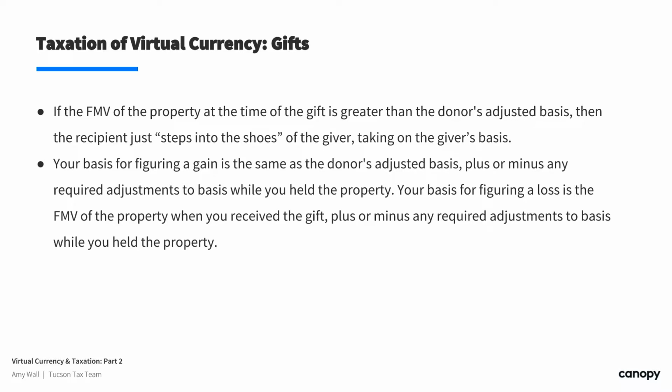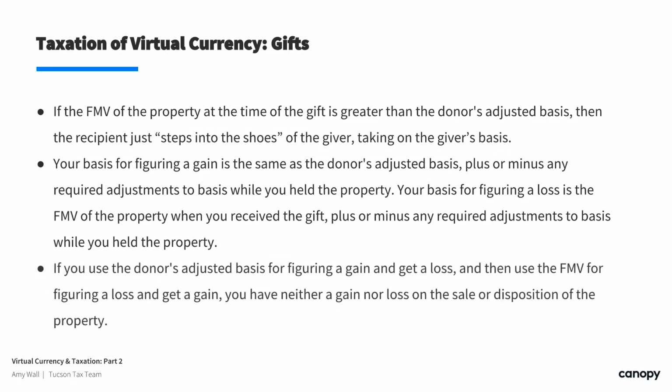Your basis for figuring a loss is the fair market value of the property when you received the gift, plus or minus any required adjustments to basis. Now, if you use the donor's adjusted basis for figuring a gain and get a loss, and then you use the fair market value for figuring a loss and get a gain, you have neither a gain nor a loss on the sale or disposition of the property. I'm going to lead you through a couple of examples.